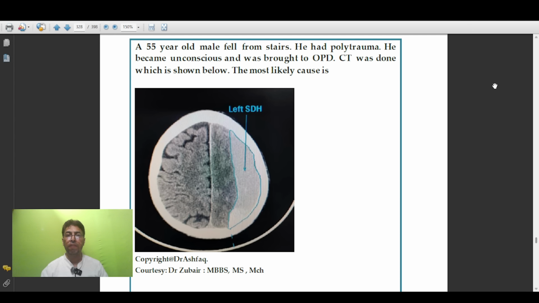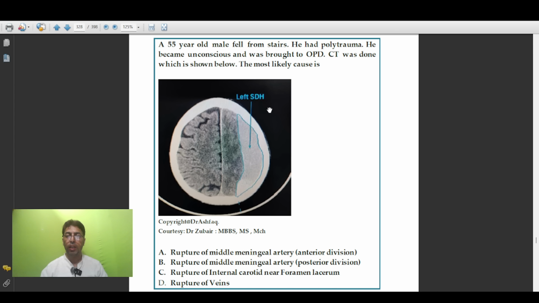A 55-year-old male fell from stairs. He had polytrauma. He became unconscious and was brought to the OPD. The CT scan was done, which is shown below. So you have the image of a CT scan, and the question reads as the man fell from the stairs, polytrauma, and the figure over here shows left SDH. So if you see the question, have a look at the figure, left SDH. Now the most likely cause is. So now you have not to make a diagnosis, you have to mention the cause of this SDH.